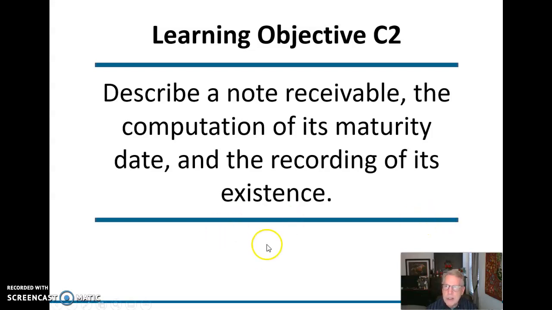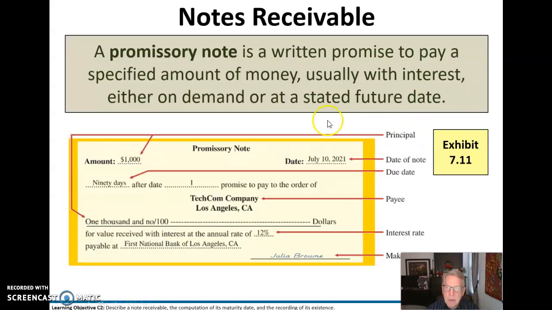Okay, we'll change subject here and take a look at a note receivable. This note receivable is we want to determine its maturity date and how we record a note receivable. So here it's based on a promissory note. Accounts receivable is an informal agreement. Promissory note is a formal agreement. And it's a written promise to pay a specific amount of money, usually with interest, at a future date.